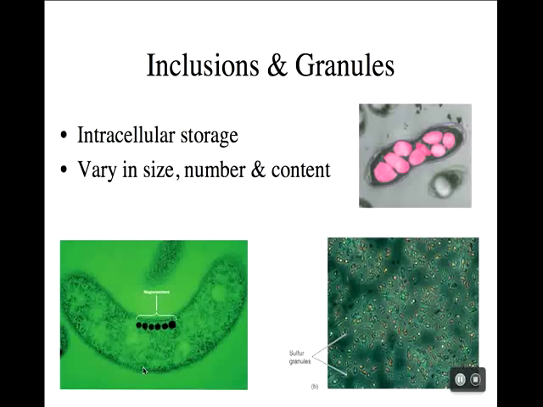Some examples here, this is a bacteria that's storing excess food sources. Just as we store glycogen, they're storing glycogen. That's what you're seeing here. These are inclusions of glycogen. Some bacteria will store gas, like aquatic bacteria will store gas, and they can release or absorb more gas in order to get to the right depth in the water for those aquatic bacteria.